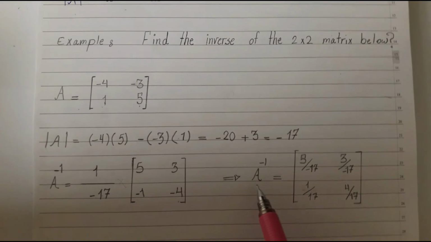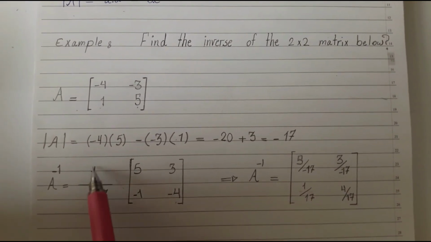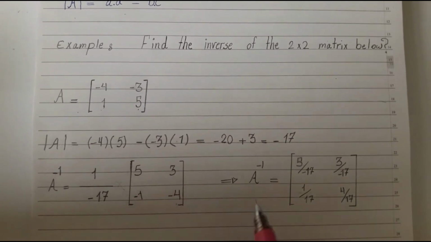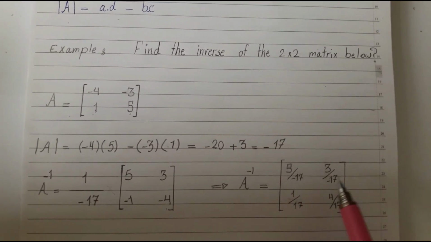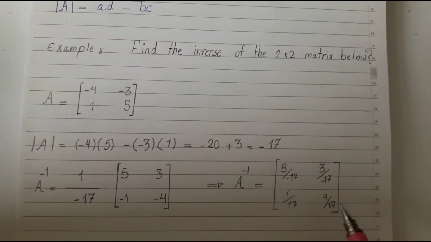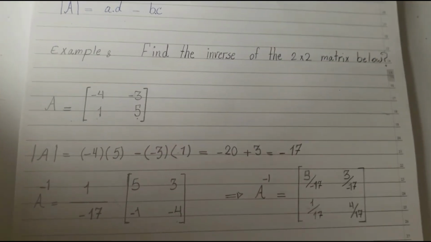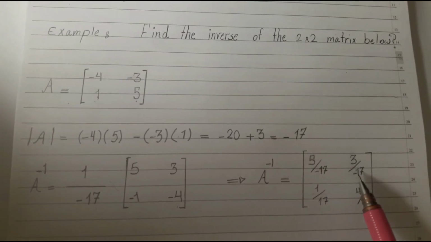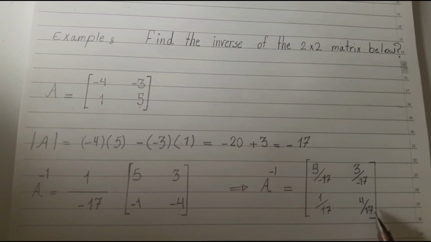And you can also write it like this and multiply 1 over negative 17 with your matrix. So you have 5 over negative 17, 3 over negative 17, 1 over negative 17, and 4 over negative 17. Thank you. So you have 5 over negative 17, 3 over negative 17, 1 over 17, and 4 over 17.